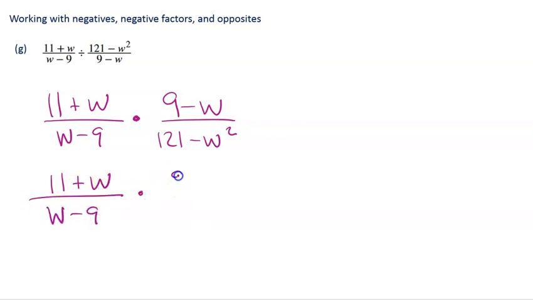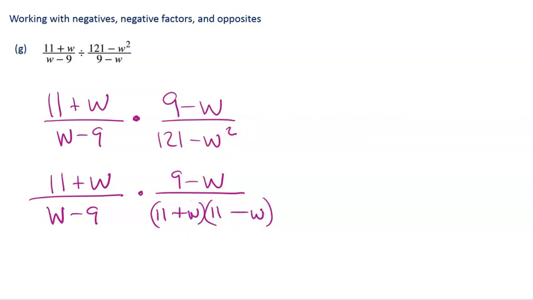Over here, I have 9 minus W. I know you want to cancel it so bad. We will. 121 minus W squared is a difference of squares. So I have 1 plus and 1 minus. The square root of 121 is 11. That goes in the first position. The square root of W squared is W. That goes in the second position.